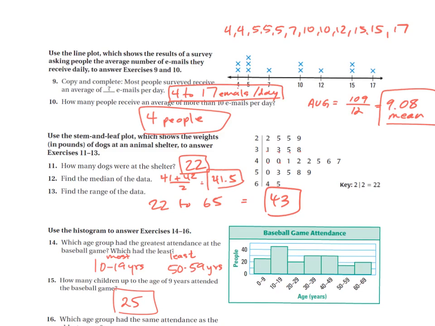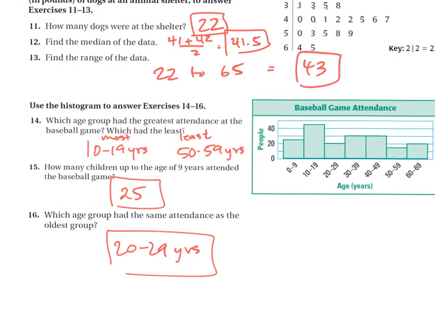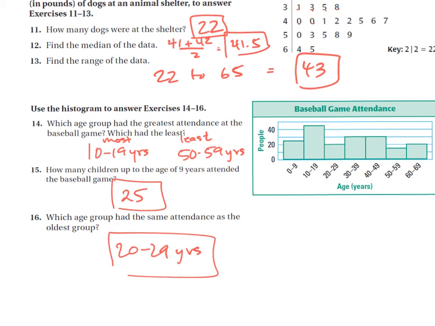All right, lastly, you got this histogram, and answer 3 simple questions about it. Which age group had the greatest attendance? Clearly, you look at the highest bar, that would be 10 to 19 years old. The lowest attendance, the smallest bar, is 50 to 59 years old. How many children up to the age of 9 years attended the baseball game? So this would be 0 to 9.